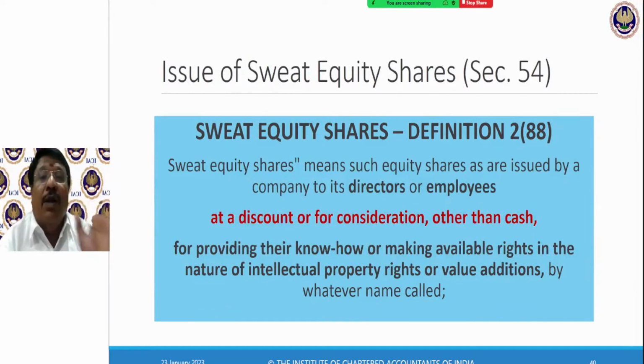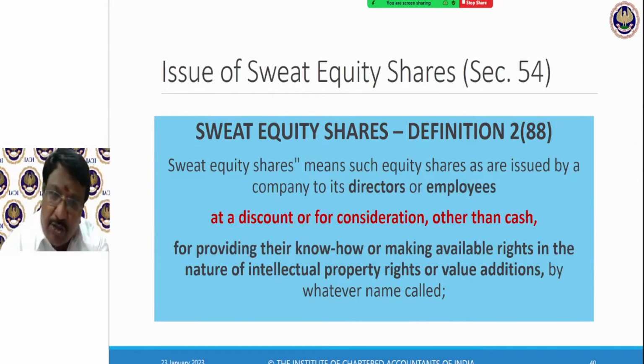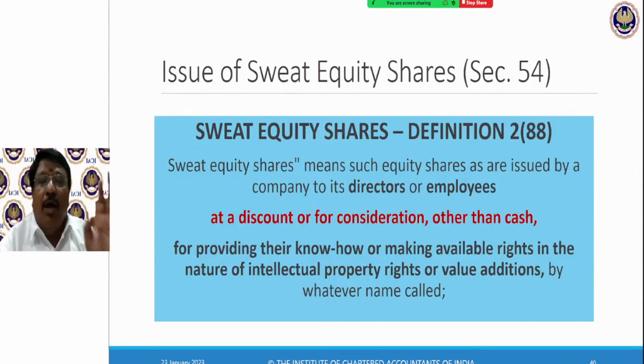But that 80 million, don't ask me in money. I don't have money. Instead, what I will do, I will allot shares. That is also called sweat equity shares. It will be allotted for consideration other than cash. So entry will be patent account debit to share capital. Are you able to understand?